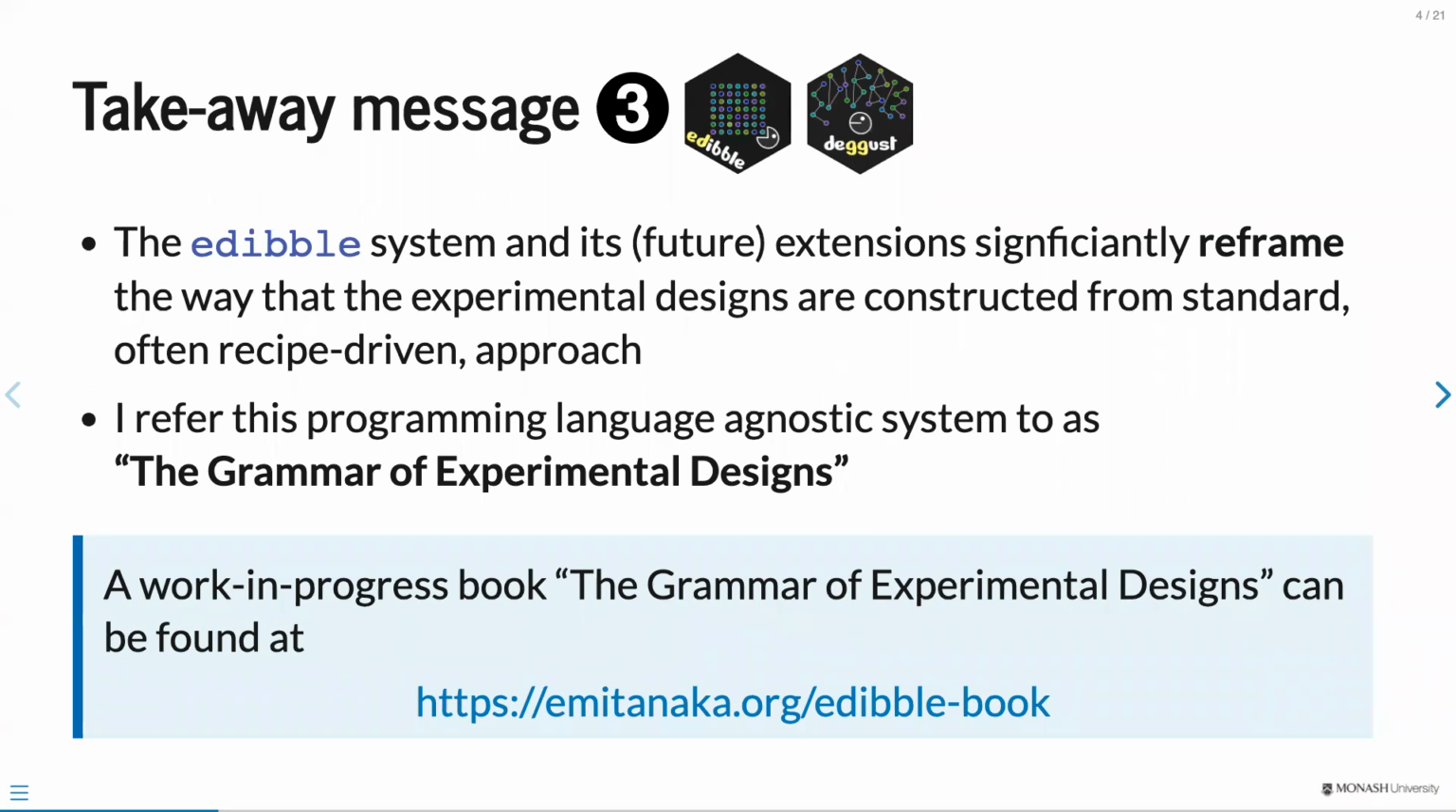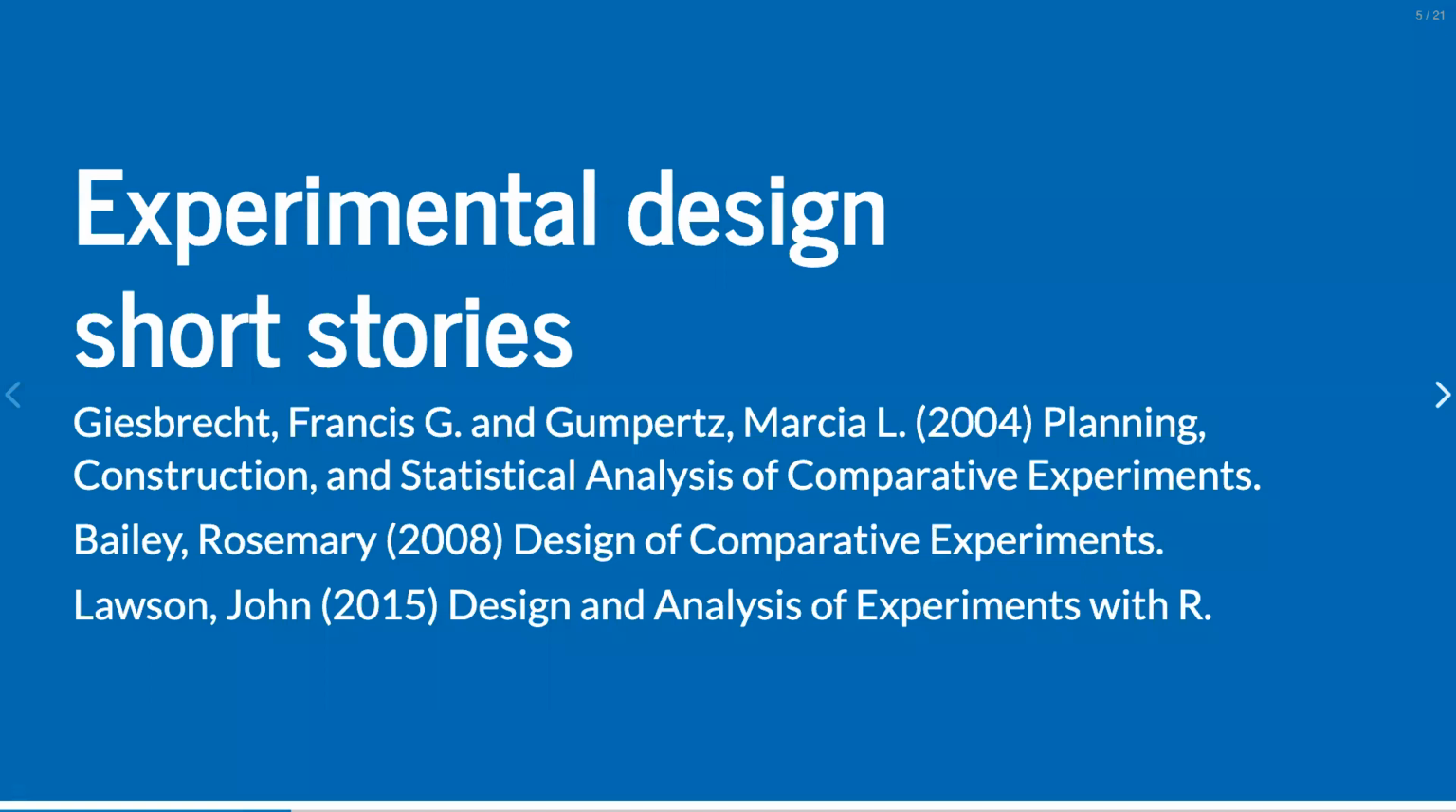Okay, so let me start with a series of experimental design short stories. These are stories that I've grabbed from 3 different books. So the book references you can see there. I'm going to butcher the name, but Giersberg and Gumpertz, 2004, Planning, Construction, and Statistical Analysis of Comparative Experiments is the first one I'm going to show. Then I'm going to show Rosemary Bailey's design, one of them, and John Lawson's experiment design as a 3rd story.